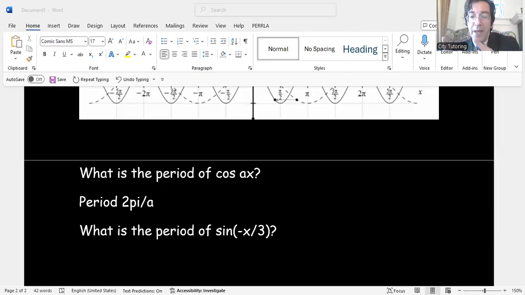The period of both sine of ax and cosine of ax is 2 pi over the absolute value of a. And a, of course, remember, has to be a non-zero constant. Makes sense, right? You cannot have 0 in a denominator. There's 2 pi over a.